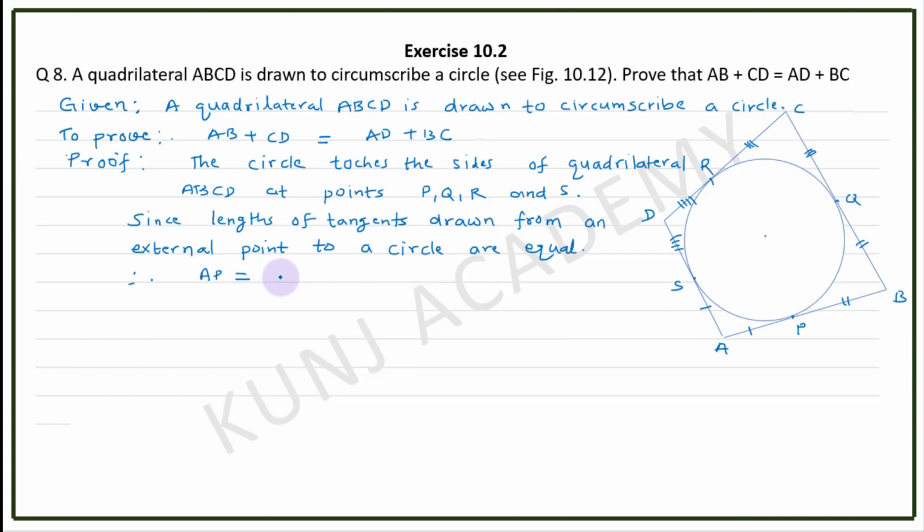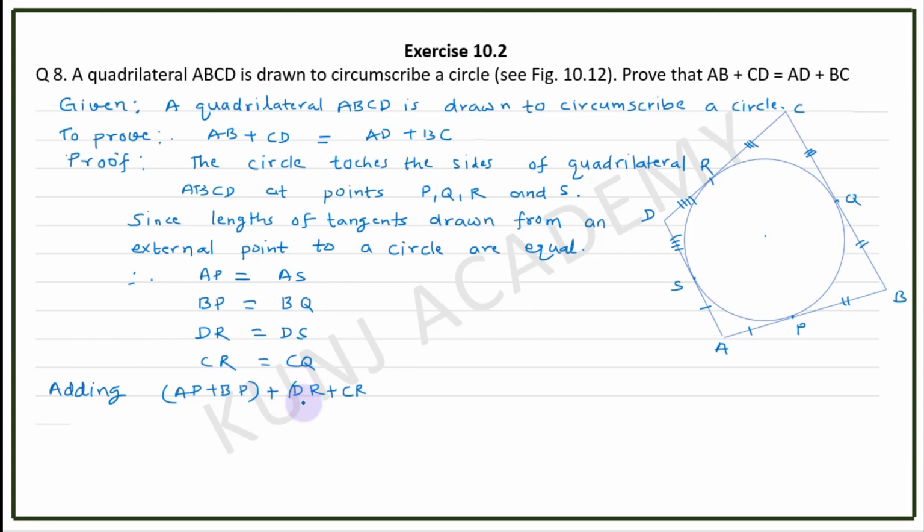AP is equal to AS, BP is equal to BQ, DR is equal to DS, CR is equal to CQ. Adding all this, we get AP plus BP plus DR plus CR.